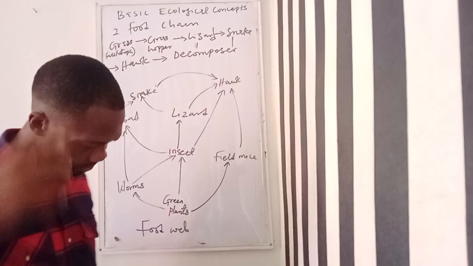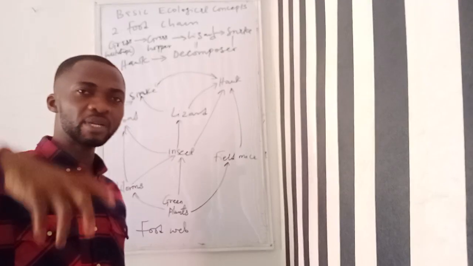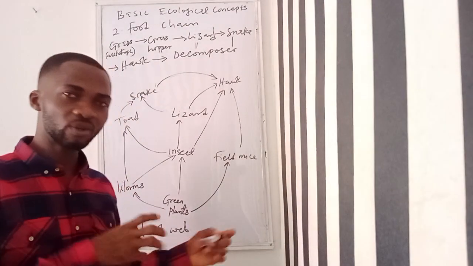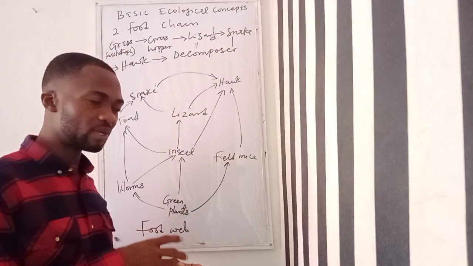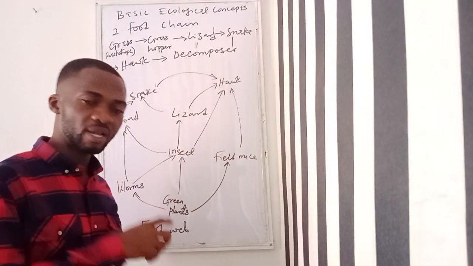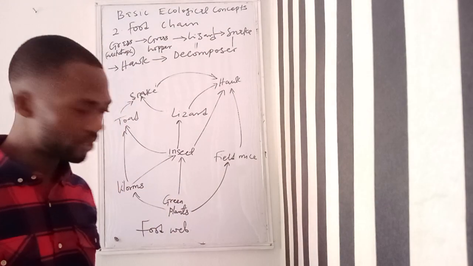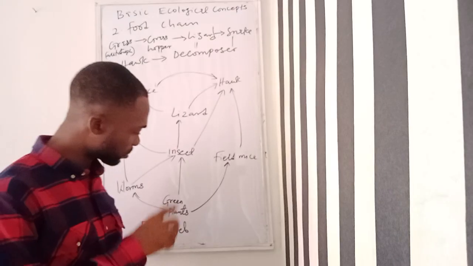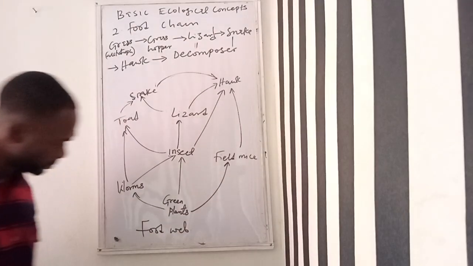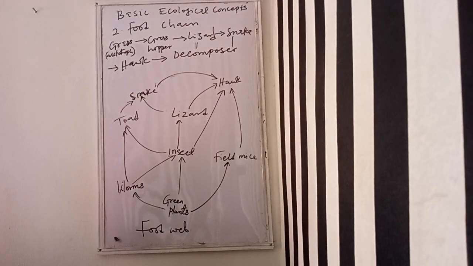So you can bring out so many food chains that are interconnected, that forms a network. And this interconnection of food chains forming a network is what we call the food web. That's what they call the food web.